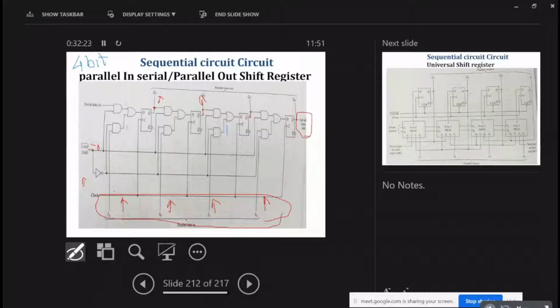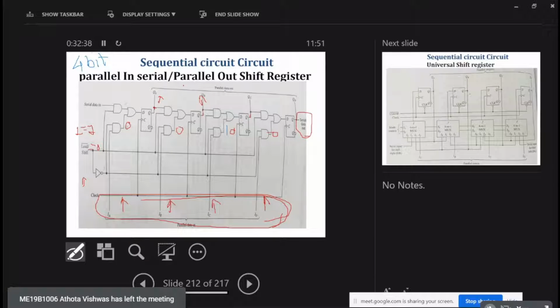Once the information is entered in the parallel way, the load shift value will become 1. Once it becomes 1, the other inputs become 0, 0, 0, 0. But already in the first clock cycle, we have entered the information in parallel. So now the same information we will get in serial form. After 4 clock cycles, we will get all the information in serial way.